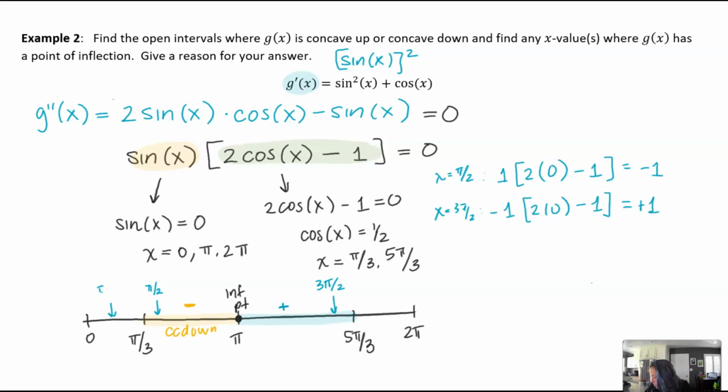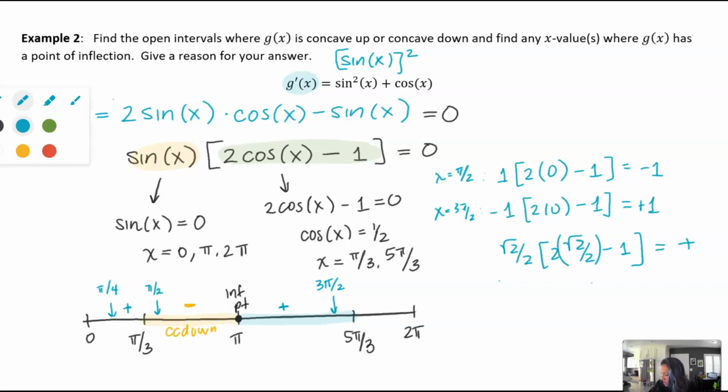Let's try pi over 4. I'm so not looking forward to it. That's root 2 over 2, times 2 root 2 over 2 minus 1. So the real question is, is root 2 bigger than 1? Which it is. So we're going to have a positive times a positive. This is positive. That's all I really need, right? So we are getting some switching back and forth here. So we got another positive. This is another concave up section. And we have another inflection point. I'm going to just do that because I'm very lazy.